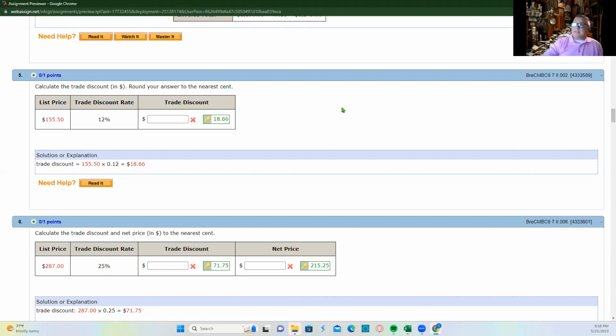Pretty easy. And then to figure out what your discount is, how much you're taking off of this price, you're going to take the list price times the 0.12, and it is going to give you how much you're going to take off of it.